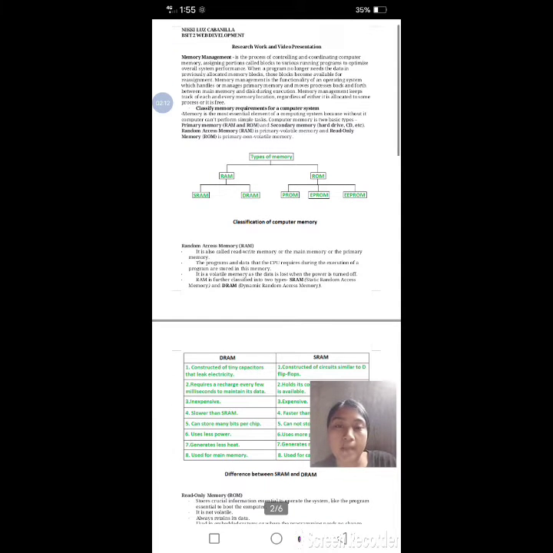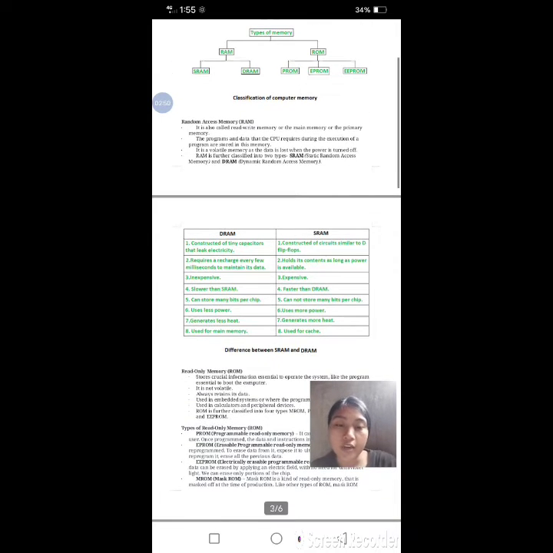Random access memory, RAM. It is also called read-write memory, the main memory, or the primary memory. The program and the data that the CPU requires during the execution of a program are stored in this memory. It is a volatile memory as the data is lost when the power is turned off. RAM is further classified into two types: SRAM, static random access memory, and DRAM, dynamic random access memory.